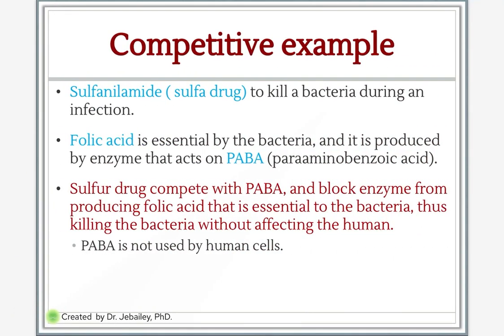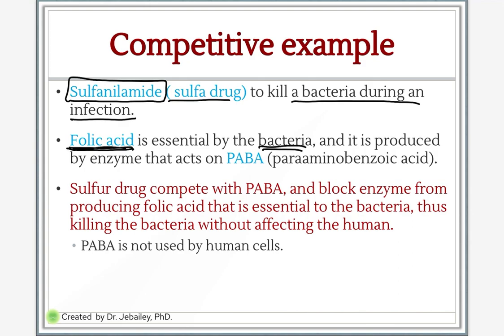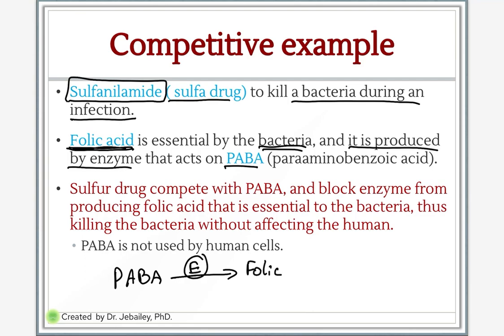So an example of a competitive inhibitor would be the sulfonamide sulfur drug, which kills the bacteria during infection. So this is an inhibitor that stops the bacteria. Now, what exactly does it do? Now, we know that the bacteria wants folic acid, okay? That's like a food for the bacteria. And it's produced by the enzyme that acts on PABA. So, for example, the PABA here, right, it's broken down by the enzyme to make folic acid. And that folic acid is eaten by the bacteria so it can live.